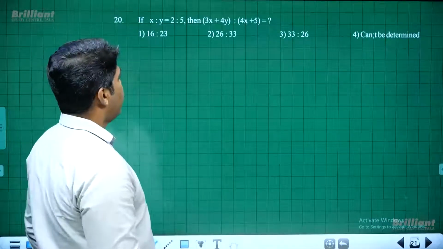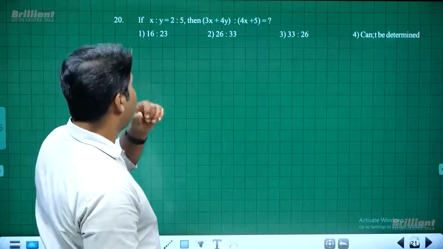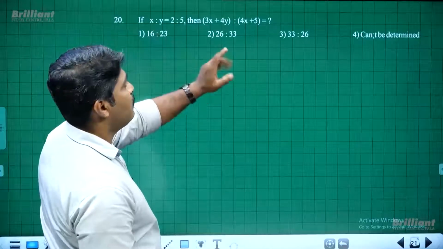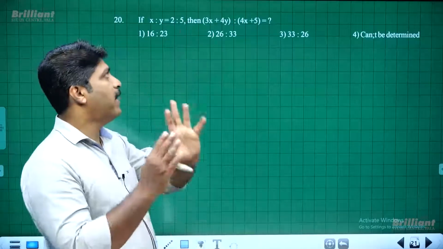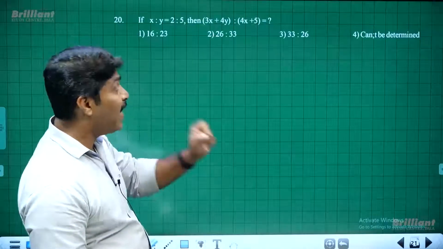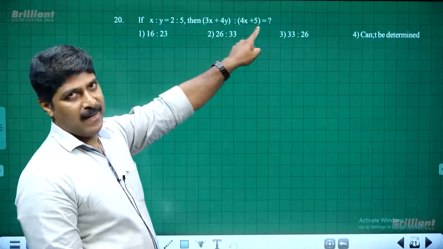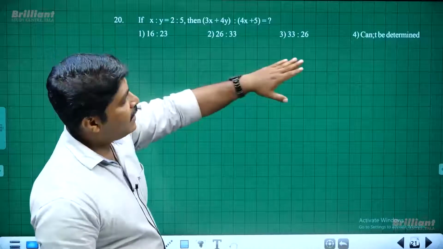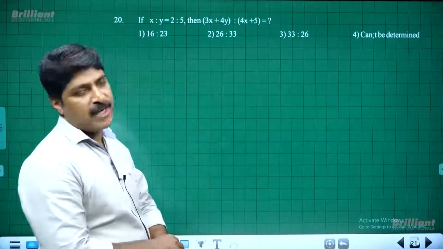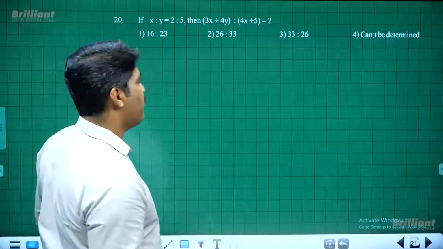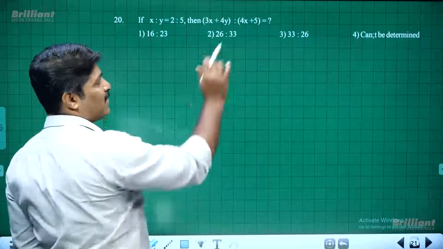And consider this one: x is to y equal to 2 is to 5. Then what is the value of 3x plus 4y over 4x plus 5? Here we don't have y. Don't forget that. So just consider there is an option like 'cannot be determined'. Most probably that will be the answer. No doubt in this case that's the answer.